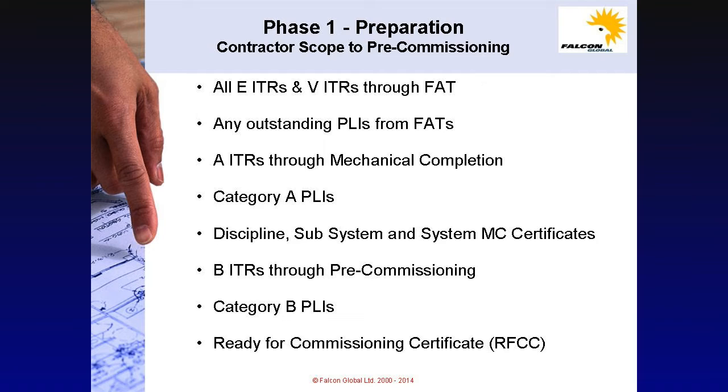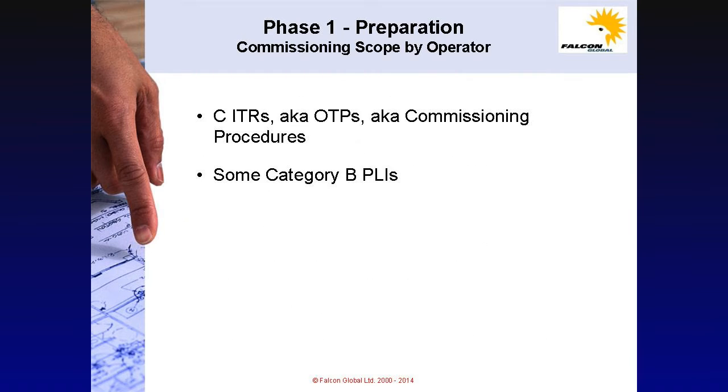All discipline, subsystem and system mechanical completion certificates and all the B check sheets through pre-commissioning. The completion of all the Category B punch list items and the completion of the Ready for Commissioning certificate, known as the RFCC. The commissioning scope by the operator.